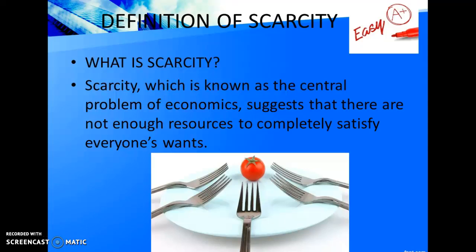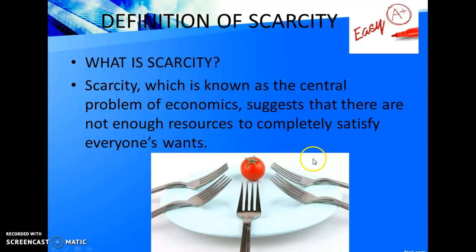So right here we see that scarcity exists at every economic level: at the consumer level, at the firm level, and also at a country level or an economy-wide level. Also, in the picture right here, we see that there is only one tomato, and look how many forks there are to eat this one tomato. It's not logical, because how can so many persons feed from this one little tomato? And this is depicting scarcity, right?